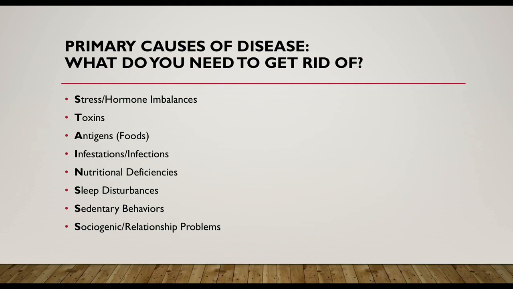These are the primary triggers of inflammation that we want to investigate that often lead to imbalance in the body: stress and hormone imbalances, toxins, antigens such as food allergies or sensitivities, infestations and infections, nutritional deficiencies, sleep disturbances, sedentary behaviors, sociogenetic or relationship problems. These are some of those foundational elements that often will lead to dysfunction in someone's life.